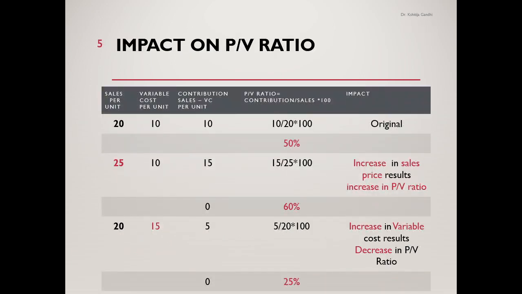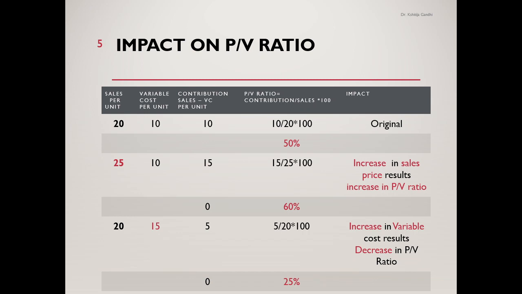We have taken certain conditions to check the impact on PV ratio. If product has a selling price rupees 20, variable cost is 10, contribution will be rupees 10, PV ratio will be 50%. This is the original condition. If the company increases selling price up to rupees 25, variable cost remains same, that is rupees 10, contribution will be rupees 15, and PV ratio will be 60%. You can see as increase in selling price results in increase in PV ratio.